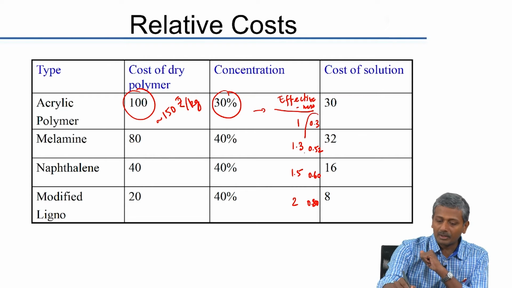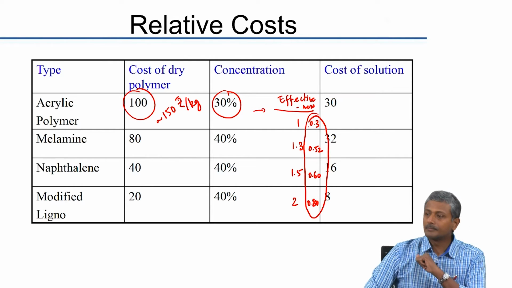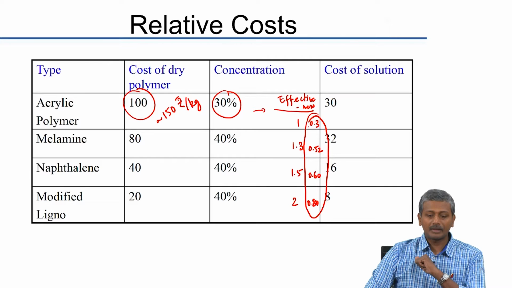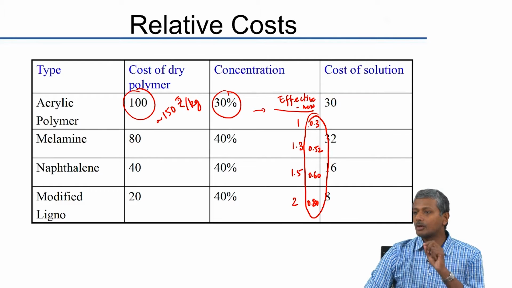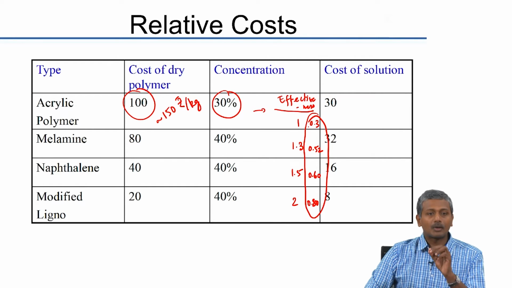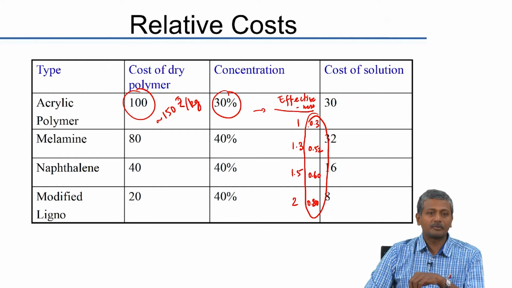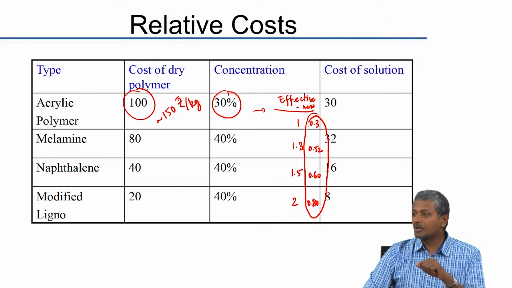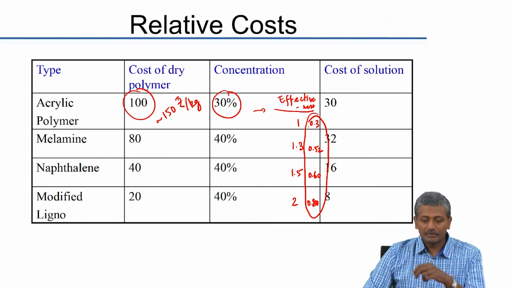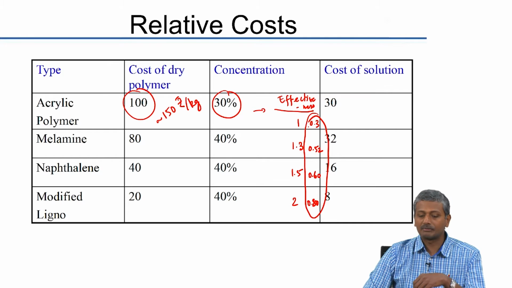Everybody understood what I have worked out here, right. I am working out how much solid superplasticizer dosage I require to produce a given slump in a concrete which has approximately about 400 kilograms of cement per cubic meter. So, what I see is I need a dosage of about 0.3% from acrylic copolymer, 0.52% from melamine, 0.6% from naphthalene and about 0.8% from the modified lignosulfonate.